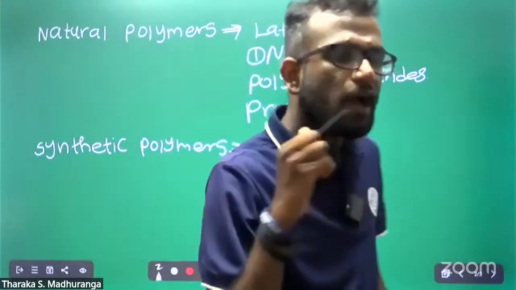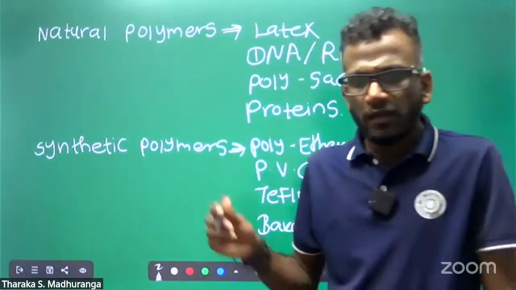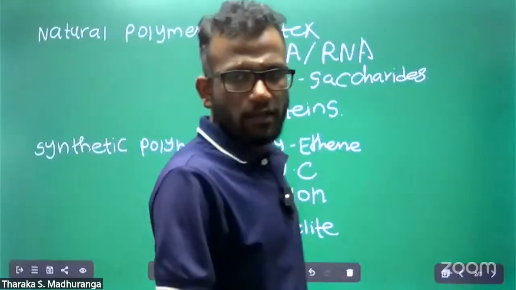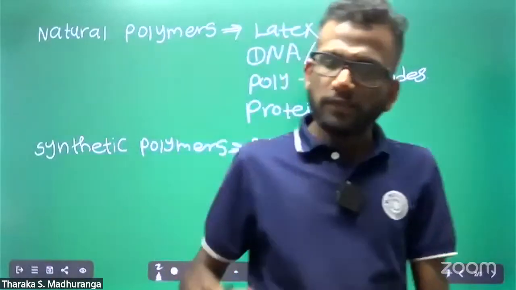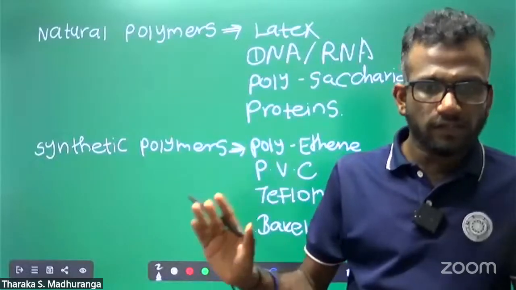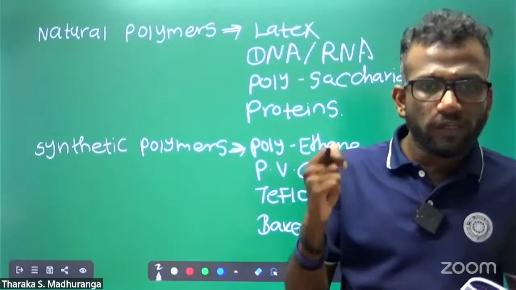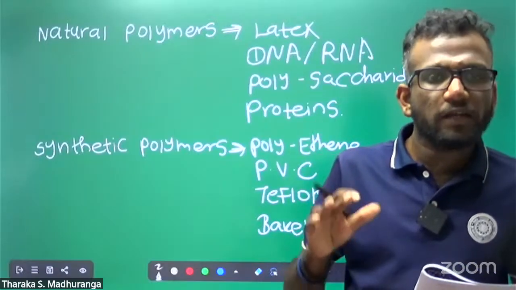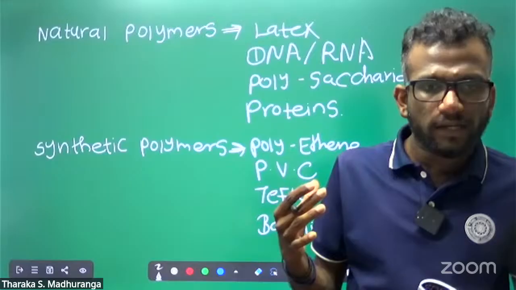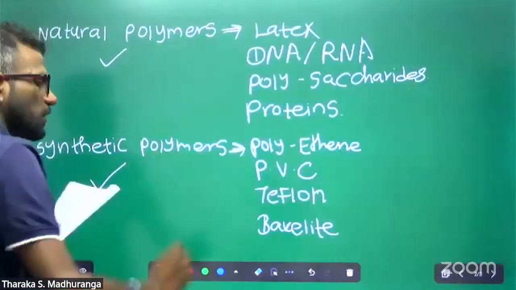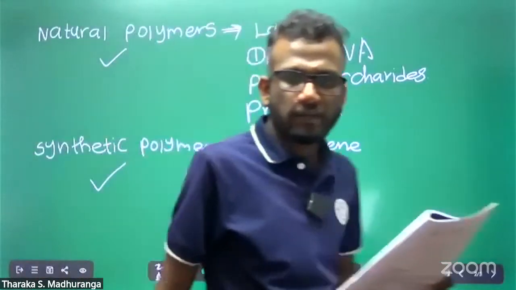In the last part of the lesson we discussed each synthetic polymer as well. First we discussed natural polymers, then synthetic polymers. According to the origin of the polymers, we can divide polymers into two categories: natural polymers and artificial, synthetic polymers. Okay, that's a basic classification.